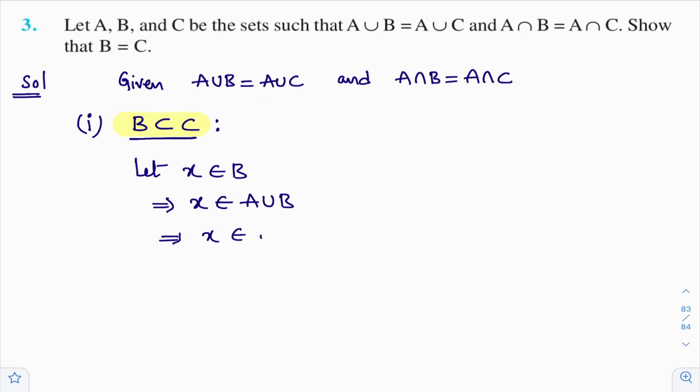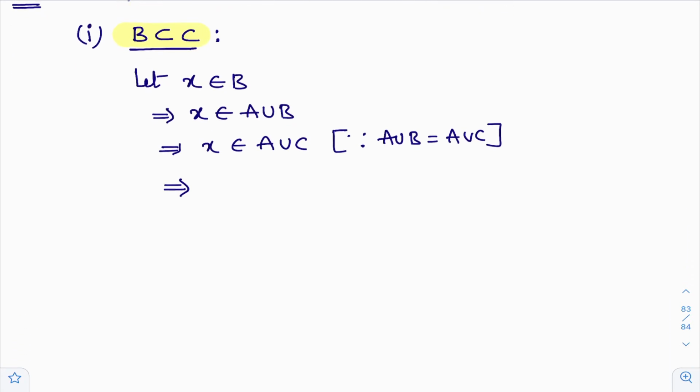So what I can write here, X belongs to A union C, since they given that A union B is same as A union C. X belongs to A union C means what? X is in set A or X is in set C? Here two chances are there. X is there in set A or X is there in set C, or X may present in both also. Basic thing is X belongs to A or X belongs to C.